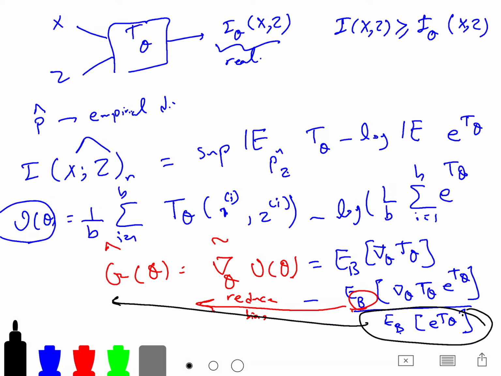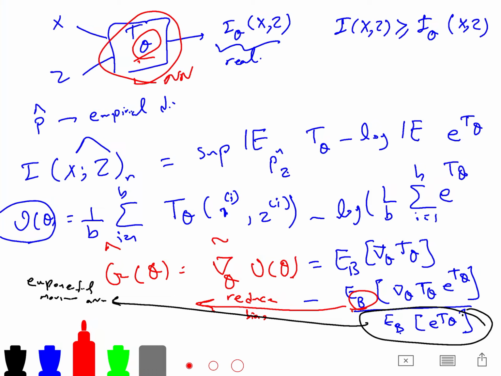So this one, replacing it by exponential moving average. So using this gradient, you can find the parameters, this theta parameters of this black box neural networks. So it is as easy as this.